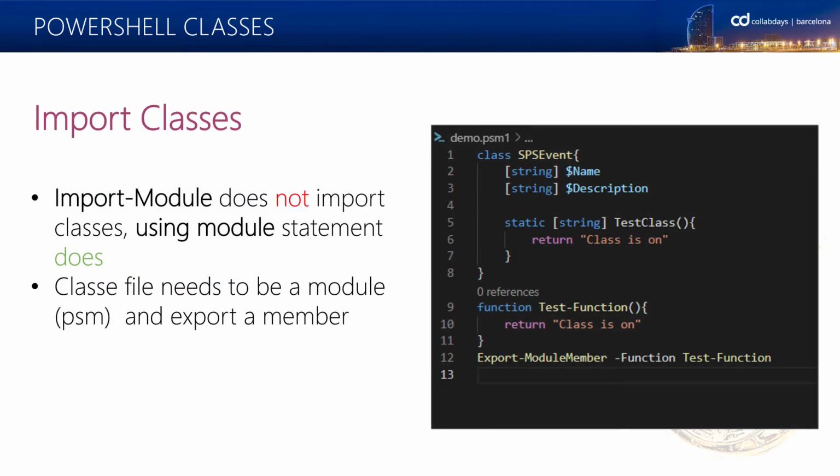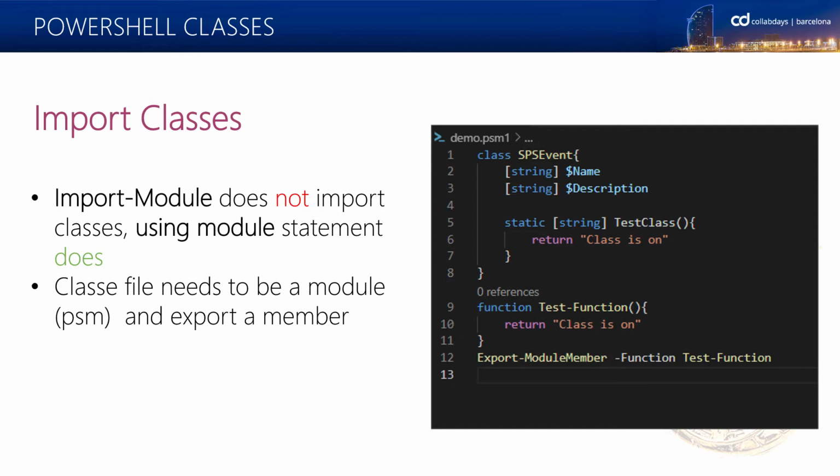One important part is actually how can you reuse classes? So for PowerShell, usually what we do is import module whenever we need to import something that's outside of a file. And basically for using classes, the import module doesn't work. So we need to use the using module statement. Okay, and the module itself needs to export at least one of the members.